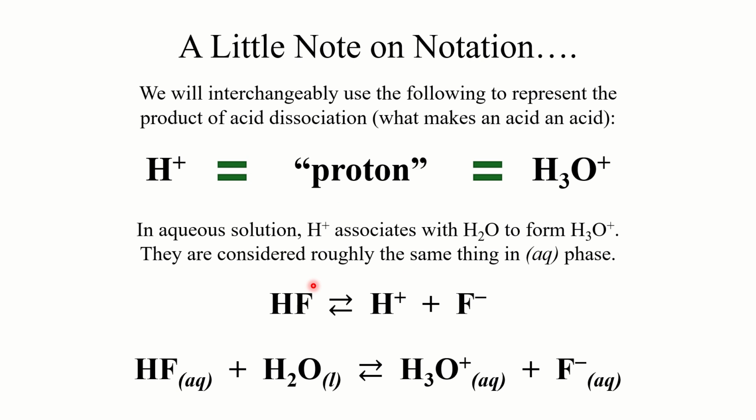So you could write the dissociation like this, where you show HF breaking into H plus and F minus. You may have seen it written this way in Gen Chem 1 to keep things simple, but we're primarily going to write it like this. We're going to show the dissociation reaction with water, so HF plus H2O forming H3O plus and F minus, and this is what's indicative of the acid dissociation, the H3O plus that forms.